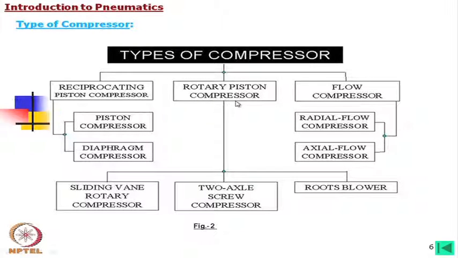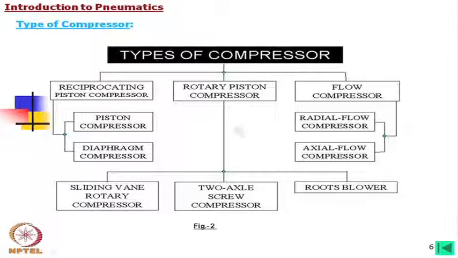Rotary piston means usually a volume is trapped and then compressed by varying the area. In the case of reciprocating, normally the stroke length varies, the area does not vary. Whereas in the case of rotary pistons, you will find the area is varying, say gear pump, lobe pump, etcetera. Then this rotary compressor, again the sliding vane rotary compressor, two axle screw compressor, like gears and so on, also fall in this category, and the roots blower.